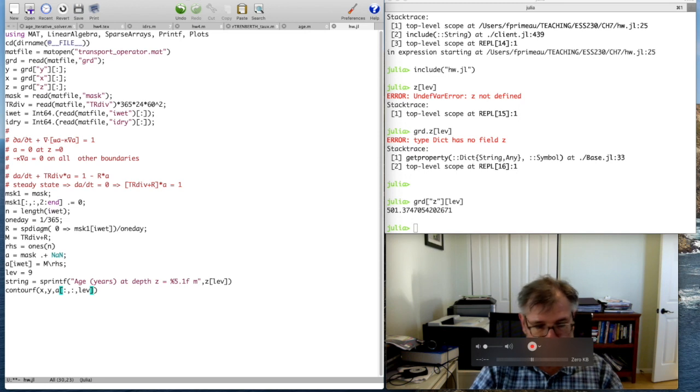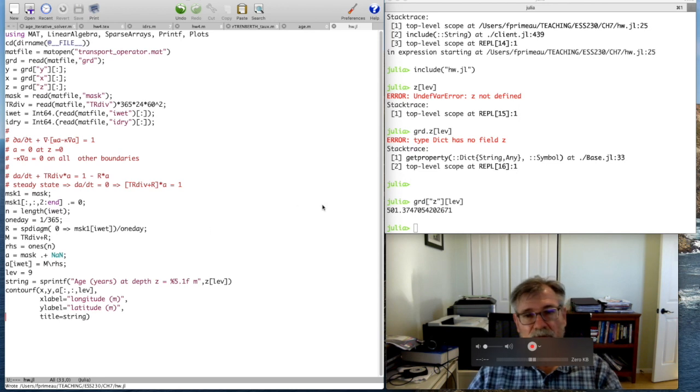Alright, then I can comma, xlabel equals longitude in meters, ylabel latitude in meters, and title is equal to string. Save it and run it.